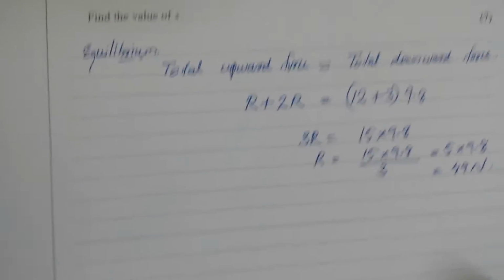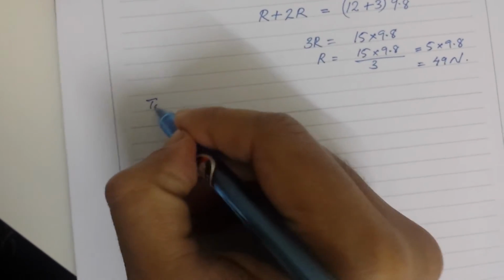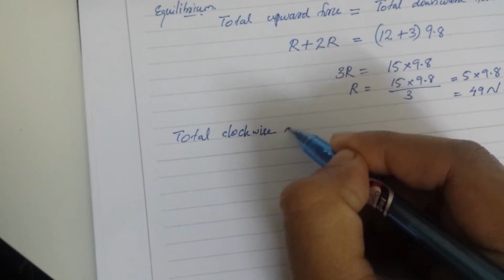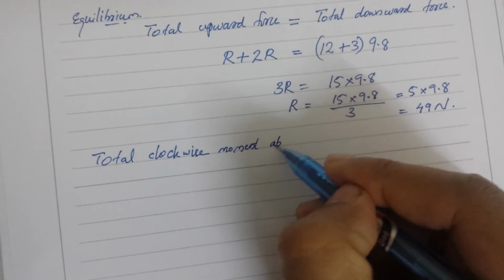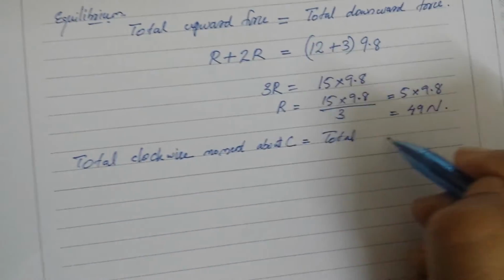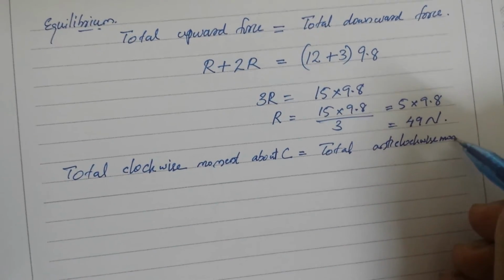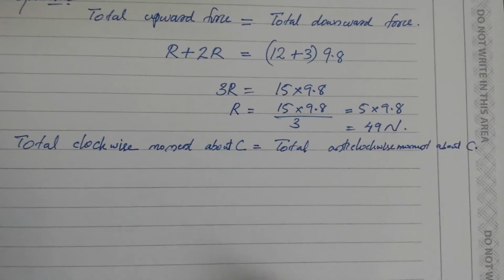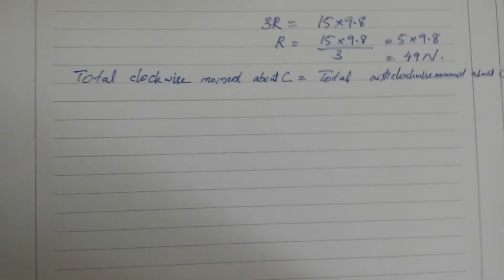So I am going to solve the moments equation. What is the condition? Total clockwise moments. Now we are considering the pivot as C. So the moments about C: total clockwise moment about C is equal to total anti-clockwise moment about C. This is also not compulsory to write in the answer sheet in the exam, but anyway, better.